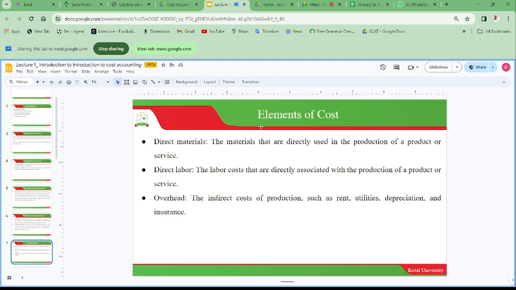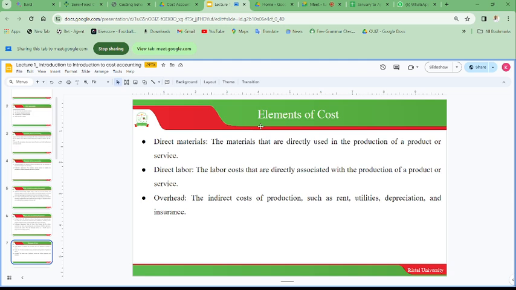So the examples: we have wages of assembly line workers, salaries of carpenters crafting the furniture, wages of bakers in a bakery, the pay of chefs in a restaurant, and labor of construction workers building a house. So when we look at all these examples, these are employees that are directly involved in the production of a product or a service.